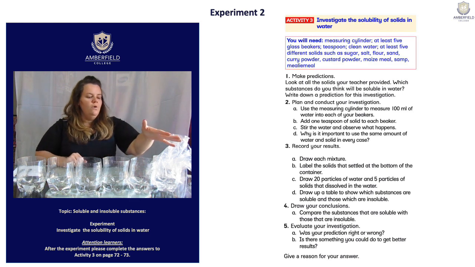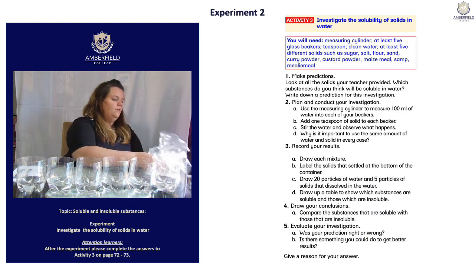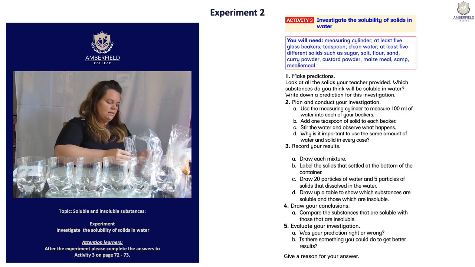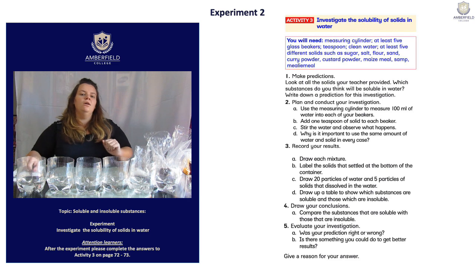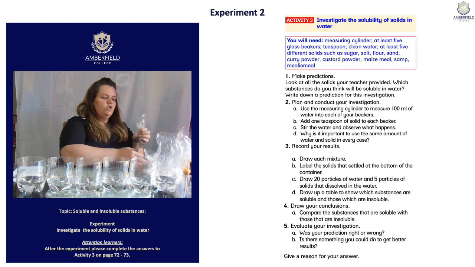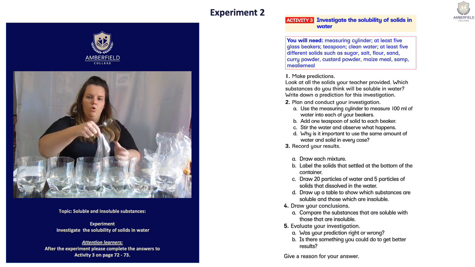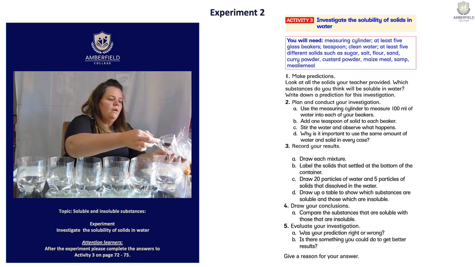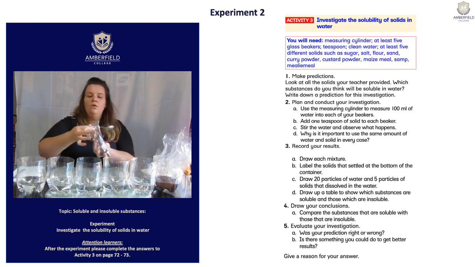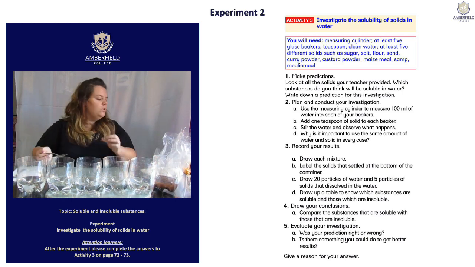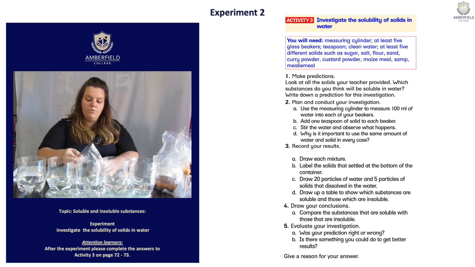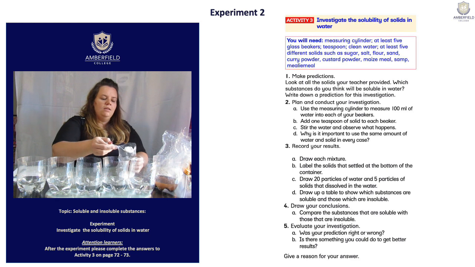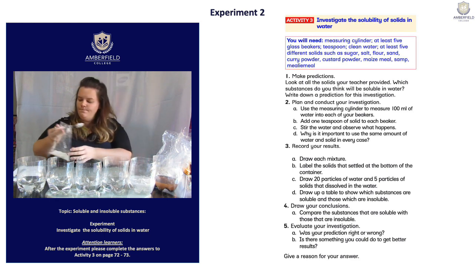For each container, I have 6 different substances. I'm going to put 1 teaspoon in each container. For the first container, I will be putting a teaspoon of sand. Remember, we are checking if it is a soluble or insoluble substance. Grade 6s, I need you to observe carefully. In the second one, we'll put flour.